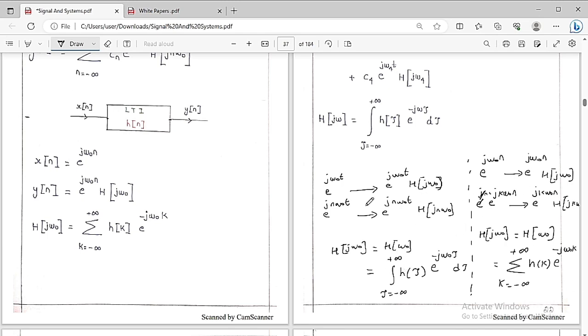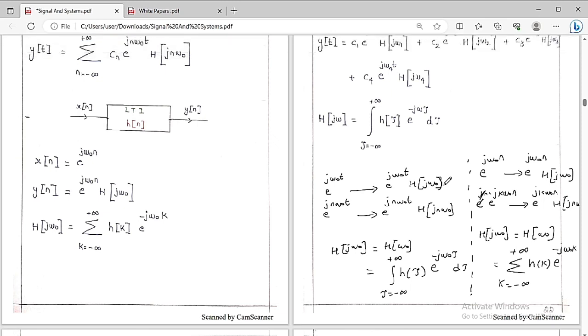So listen carefully. For the continuous time case, if the input is e to the power of j omega naught t, the output is e to the power of j omega naught t into H of j omega naught, or you can write H of omega naught. If the input is e to the power of j n omega naught t, the output is e to the power of j n omega naught t into H of j n omega naught, or H of n omega naught. You can write anything; anyhow, it is a complex number.